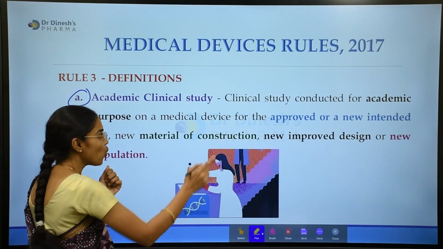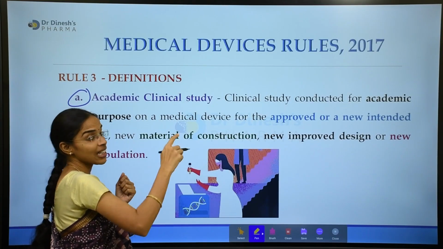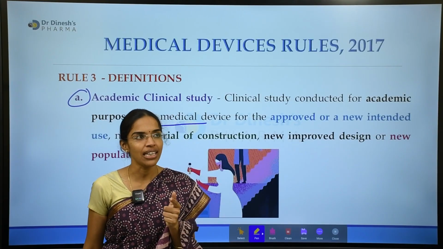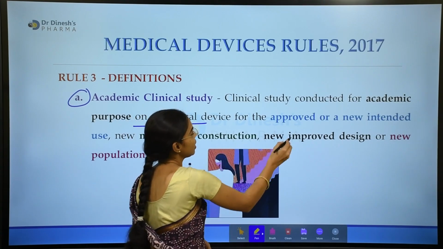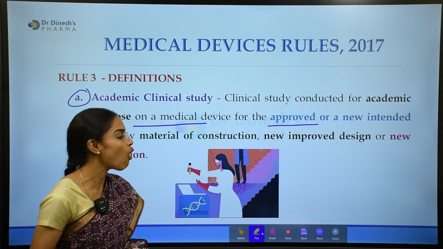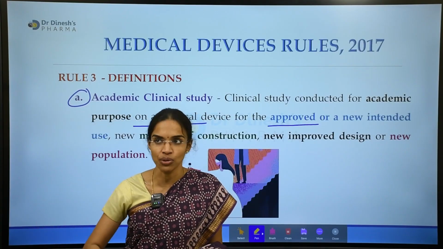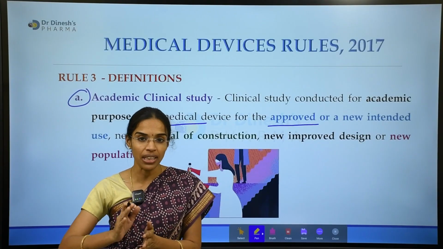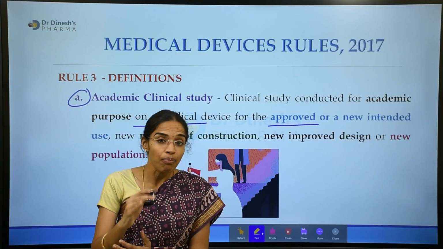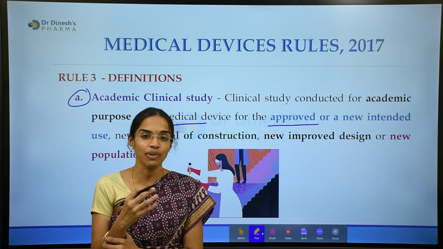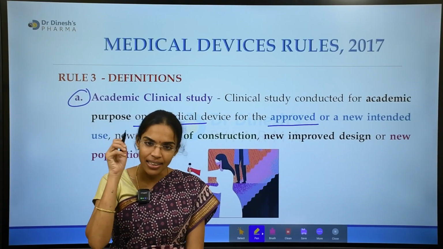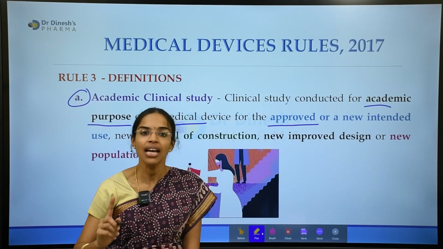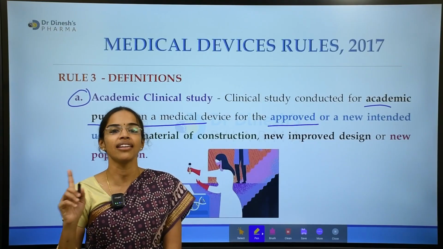It is considered an academic clinical study when it is conducted for an academic purpose on a medical device, either already approved or for a new intended use. For example, we are already using a particular medical device, it is already approved for use, but a new use has been discovered, and the study is made only for that academic purpose. Please remember, it is not equivalent to any clinical trials.